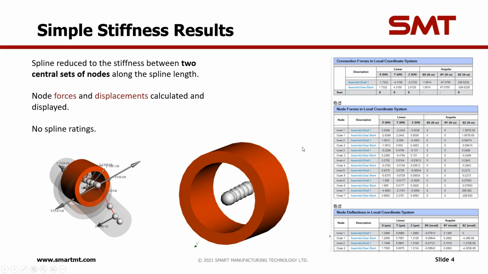In terms of report outputs, we've got the forces and the displacements on each of those nodes. We'll be looking at the actual reports in a second within MASTA itself, and this is the format we'll see. We'll see node forces and node deflections in local and world coordinate systems. And just to reiterate, with a simple concept spline, there are no spline ratings included.